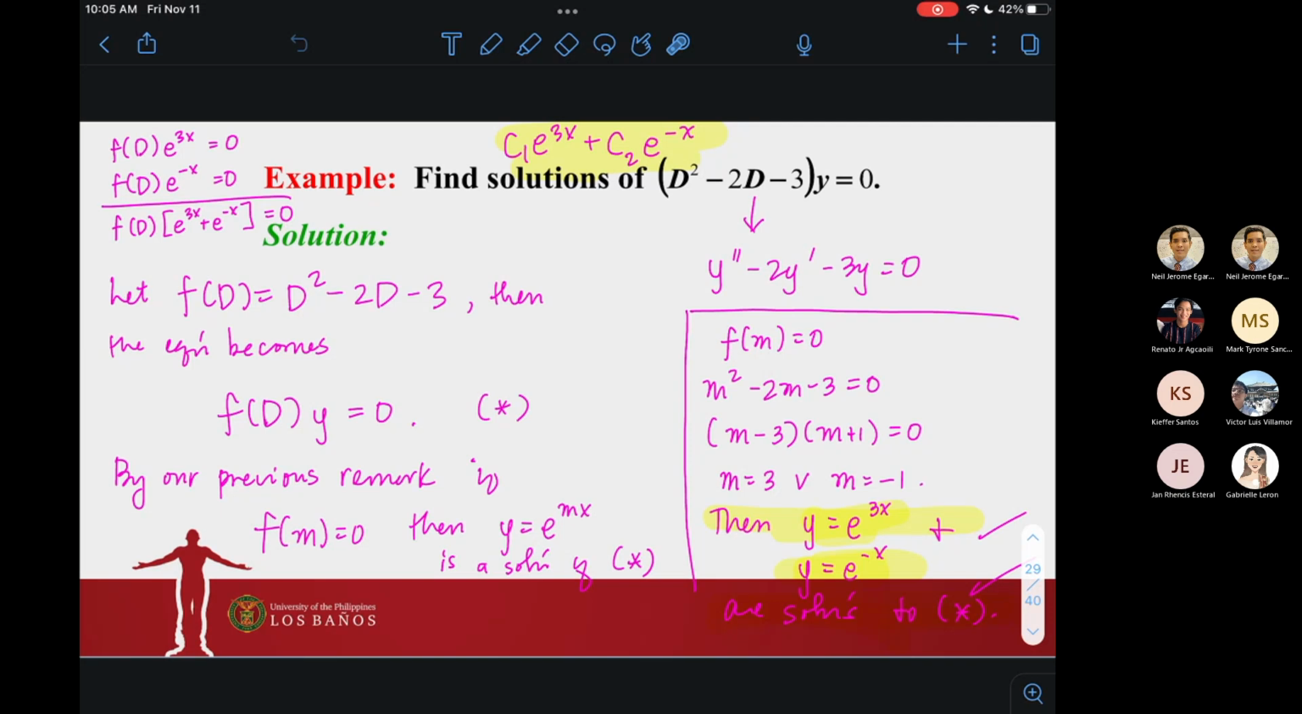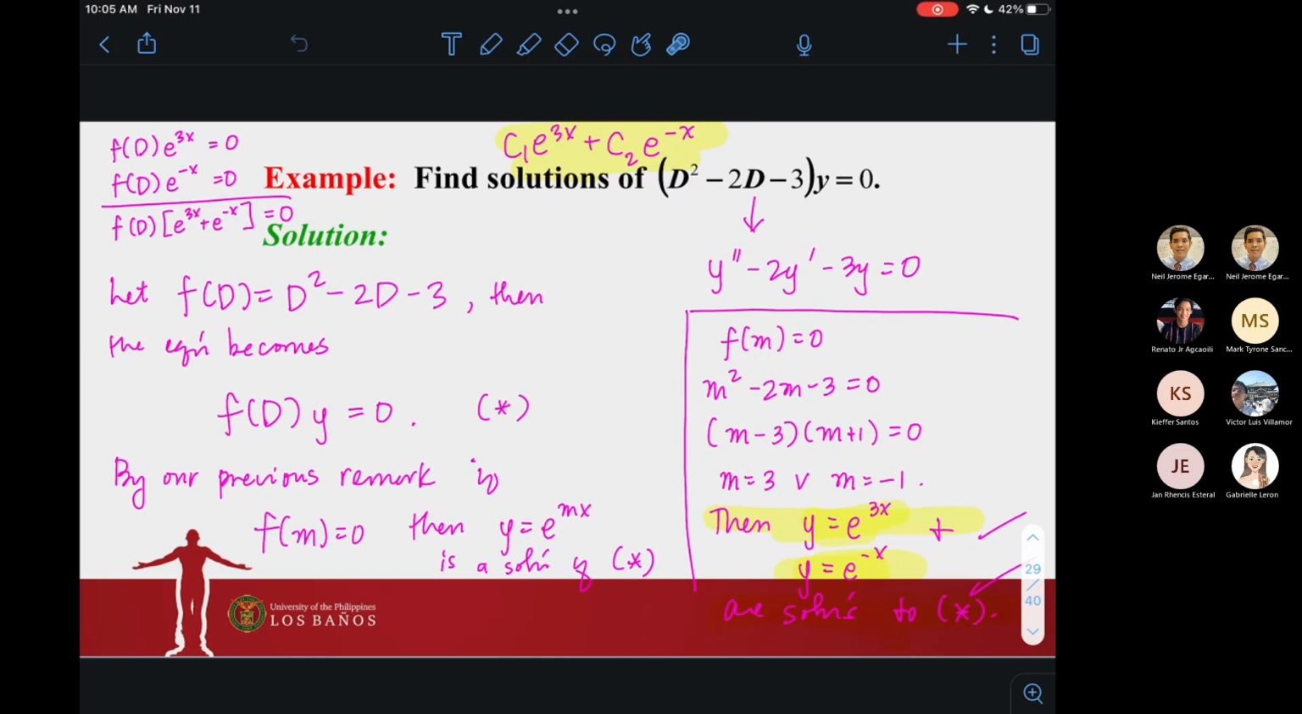So dito sa example na to, nakita natin si e to the 3x at saka si e to the negative x ay mga specific solutions ng differential equation na to. So that means by the superposition principle, kumuha ako ng kahit anong linear combination ng dalawang solutions na to, then we get another solution. All right? So this guy here solves this differential equation.